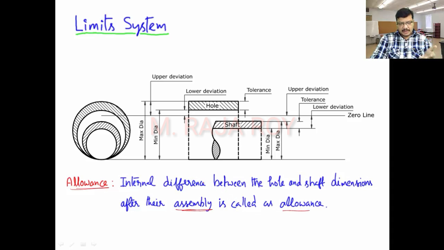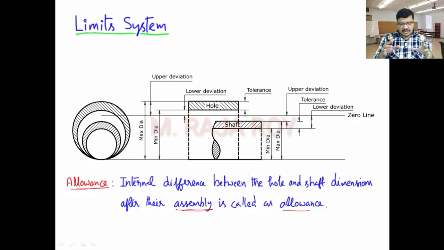Now, is the tolerance with respect to the hole or with respect to the shaft? Tolerance is individual for the hole, that is the tolerance for the hole, and for the shaft, this is the tolerance. With respect to shaft and with respect to hole, we will discuss all those things: upper deviation, lower deviation, maximum limit, minimum limit, and all that.